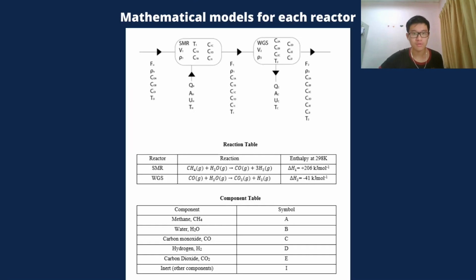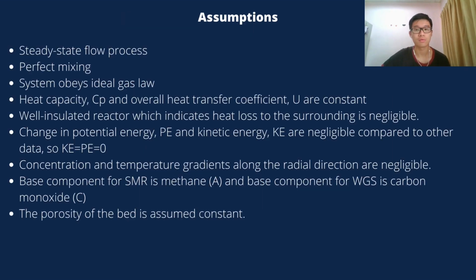This is our design process flow diagram. In the SMR reactor, 1 mole of methane will react with 1 mole of steam to form 1 mole of carbon monoxide and 3 moles of hydrogen gas, whereas in the water gas shift reactor, 1 mole of carbon monoxide will react with 1 mole of steam to form 1 mole of carbon dioxide and 1 mole of hydrogen gas. To ease our derivation, we use symbols to represent each component as shown in this table.